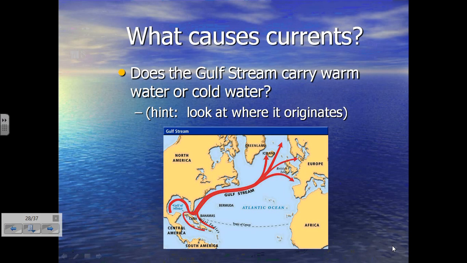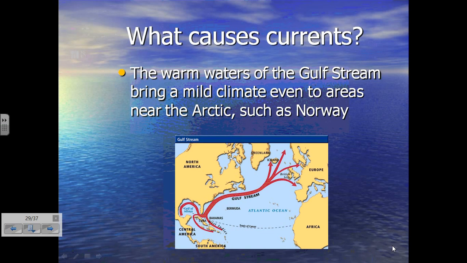Now the question asks, does the Gulf Stream carry warm water or cold water? Well, let's take a hint and look at where it's located. If you notice, the Gulf Stream is coming from the south. And if you understand how climate works in general, the further south or closer to the equator you are, the warmer the climate tends to be. So as evidenced by this image here, the Gulf Stream is indeed a warm current. So the warm waters of the Gulf Stream bring a mild climate even to areas near the Arctic, such as Norway.